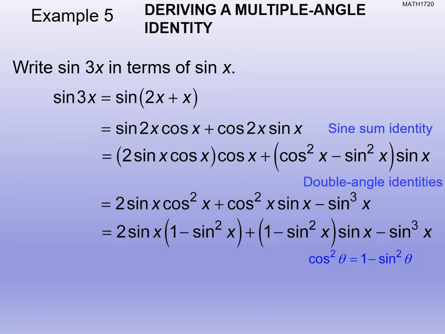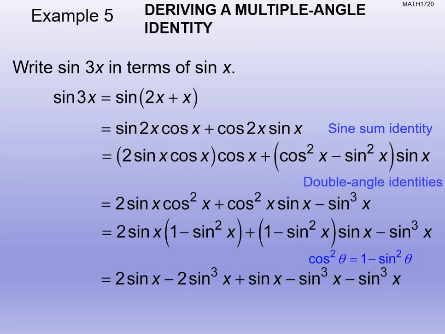Plus, we replace the other cosine squared x with 1 minus sine squared x. Okay? Now, we can distribute through. Everything is all going to be in terms of sine. That's the only reason we did all this, because the problem asks us to take that piece and write it only in terms of sine x.